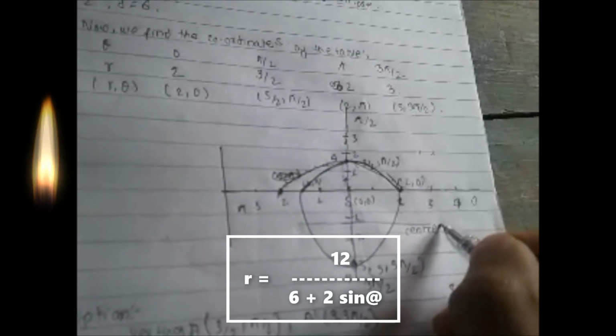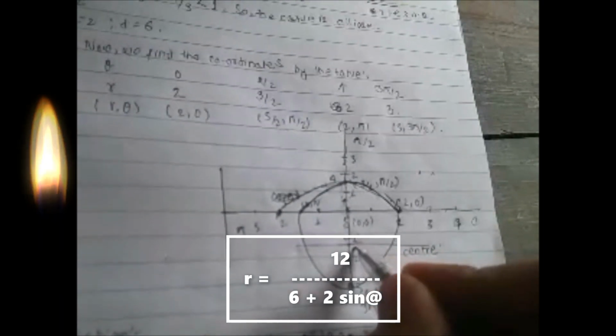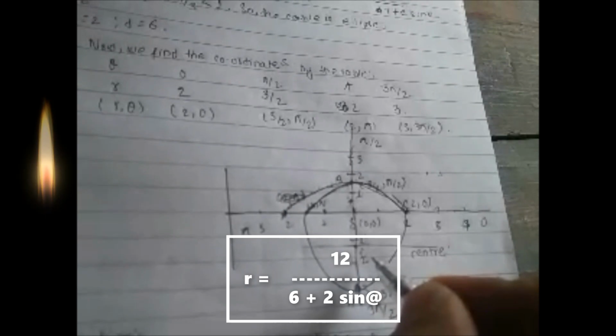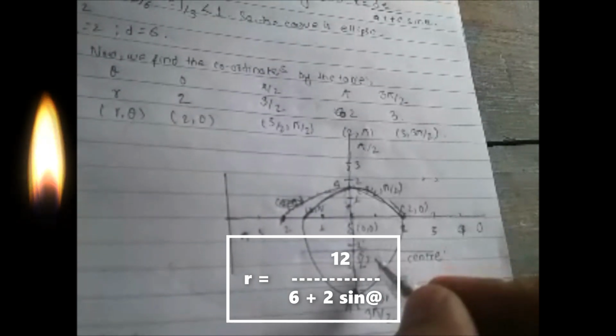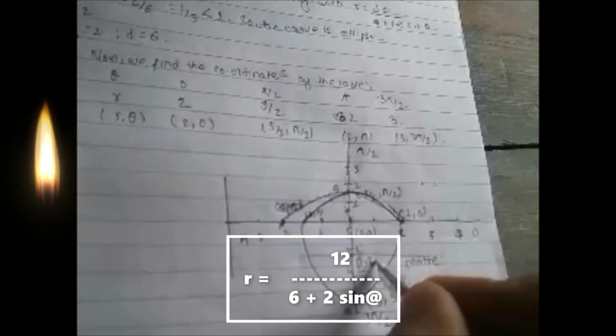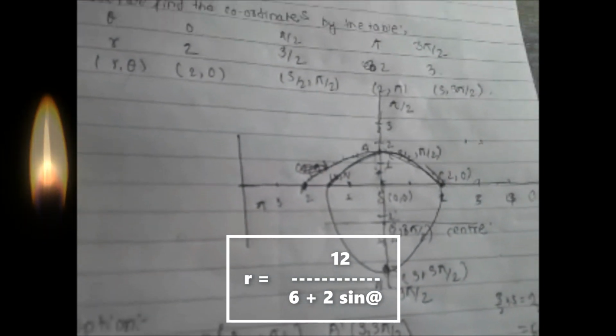2 and 3. Our center would be along this. This is our center, and its coordinate is 3, 3 pi by 2.